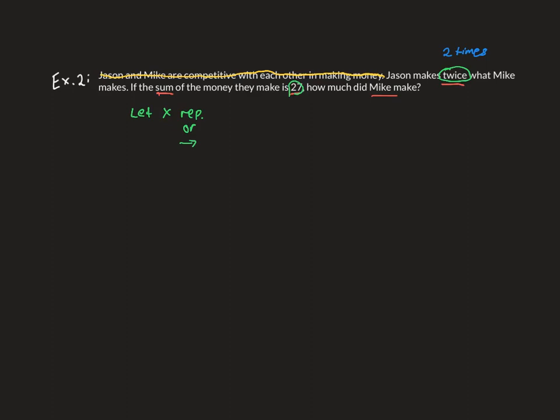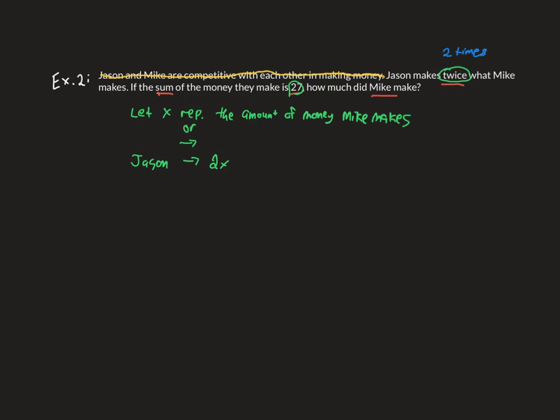So let x represent the amount of money Mike makes. So if x represents the amount of money that Mike makes, and Jason makes twice of that, that means Jason would be 2x. Okay? That's all from there.